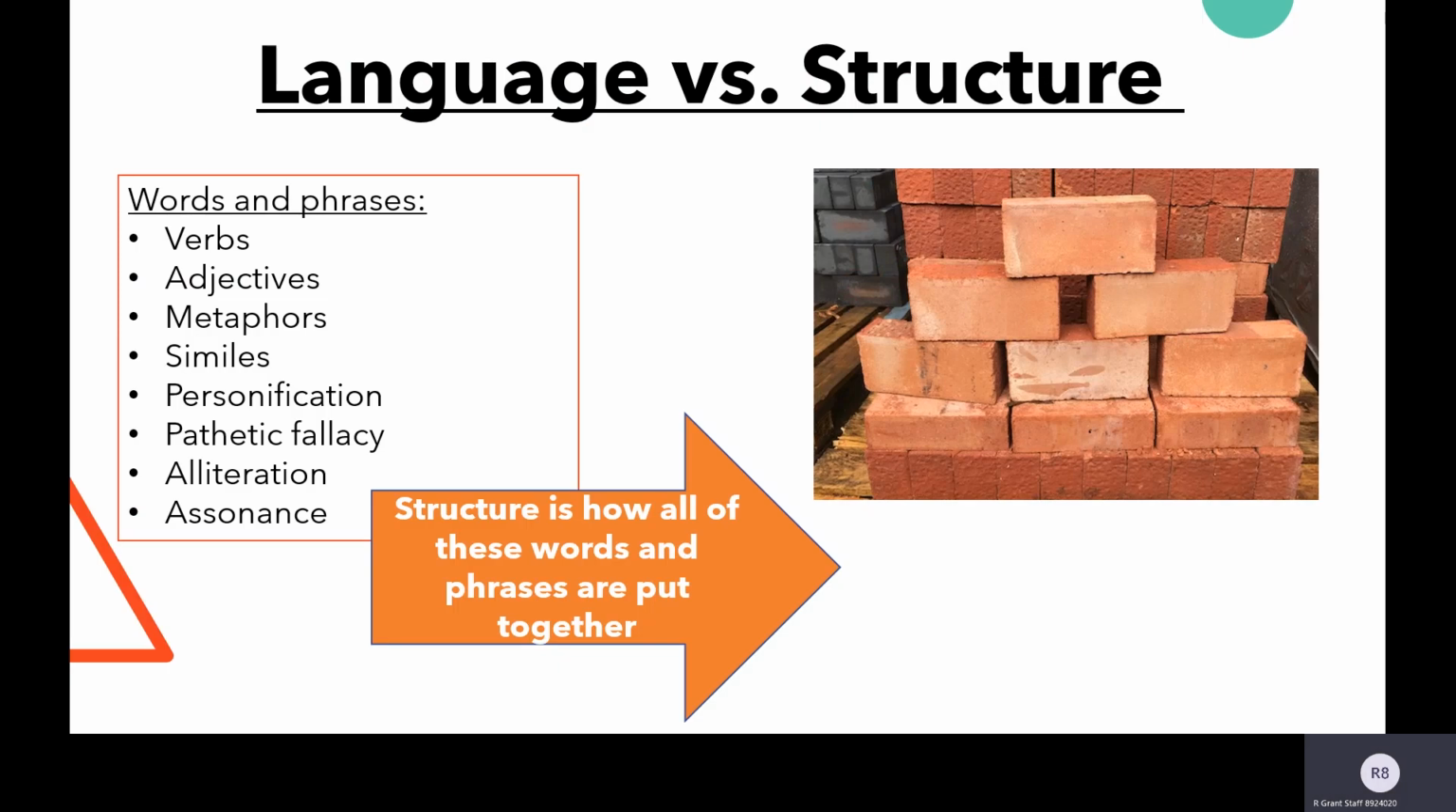So first of all, language, which is the thing that we are mostly familiar with, things like verbs, metaphors, similes, pathetic fallacy. And those are the words and phrases that the writer or the poet has specifically chosen to convey their idea. Now, structure is how those words and phrases, similes, metaphors, adjectives are put together. So why a poet has chosen to open a poem in a certain way, why they have chosen to end with a certain word, and why they may structure their poem in the way that they have chosen.